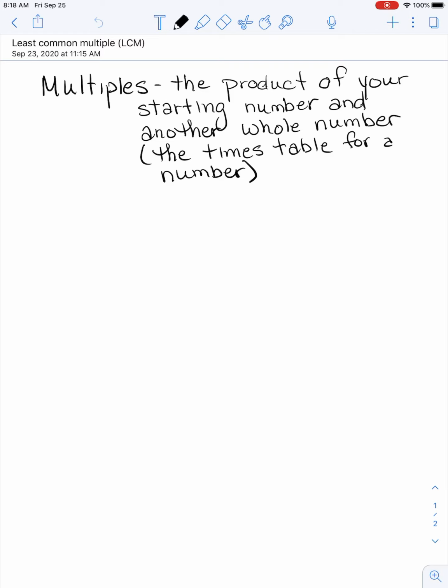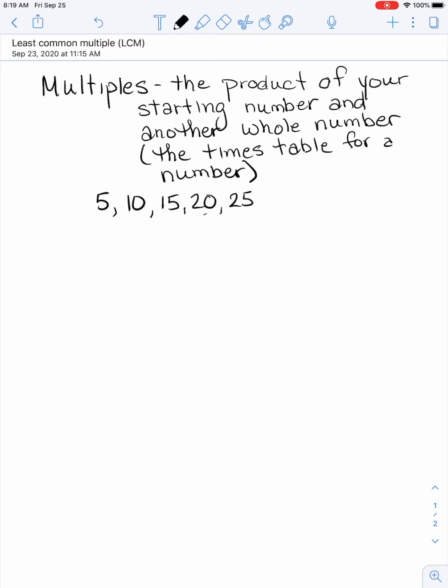If I ask you, what are 5 multiples of 5? You would say 5, which is 5 times 1, 10, 15, 20, and 25. These are multiples of 5 because they're all the product of 5 and another whole number. 5 is 5 times 1, 5 times 2 is 10, 5 times 3, 15, 5 times 4, 20, and 5 times 5 is 25.